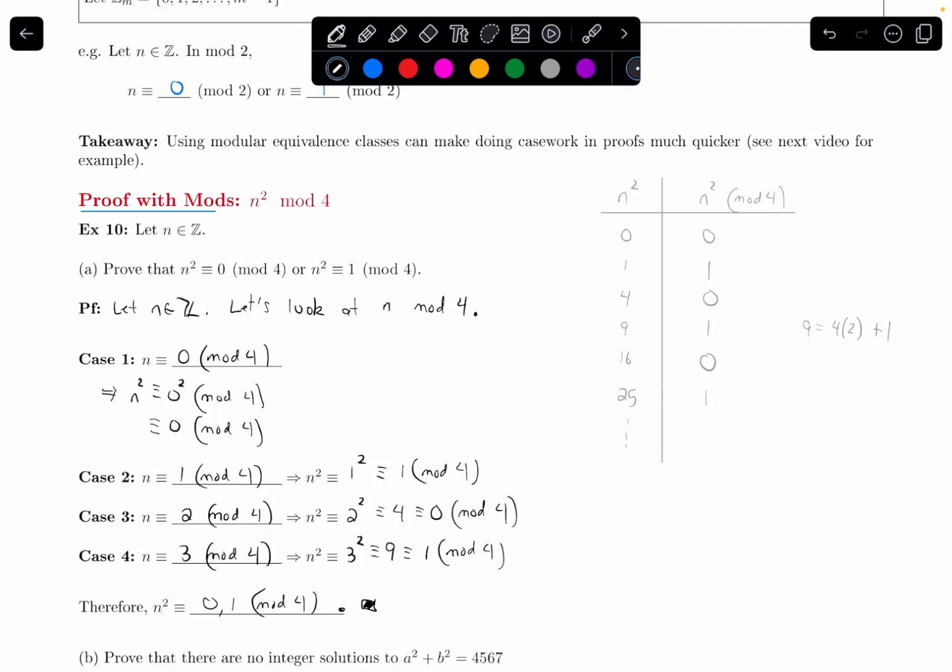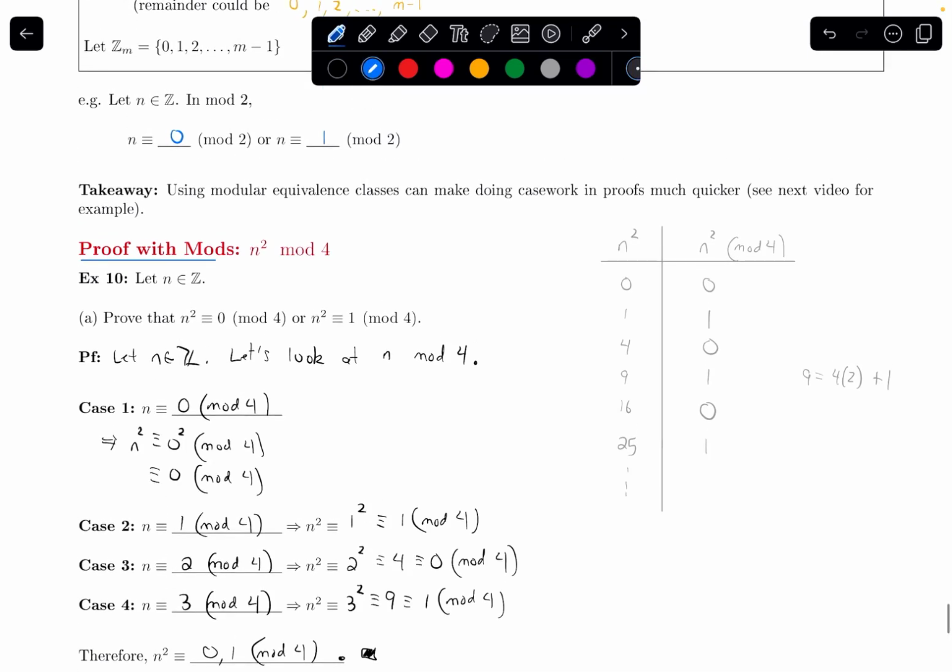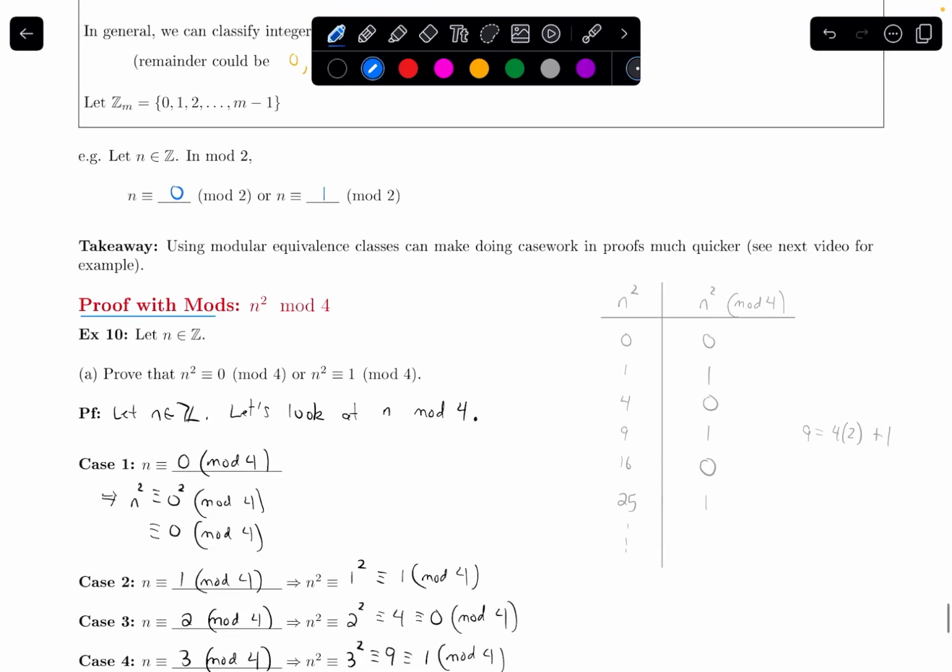One of the reasons why this is so nice is up until this point, back in chapter 1, when we did casework like this, the casework was a lot more tedious. We were doing things like, well, what if n was odd? Like n could be 2k plus 1. And what if n was even and n is 2k? And I might be squaring it and doing algebra. I could do it, but it was just longer and more tedious. And using mods drastically speeds up that process.